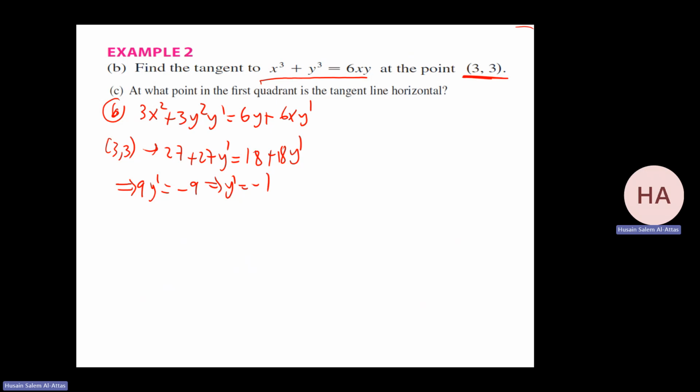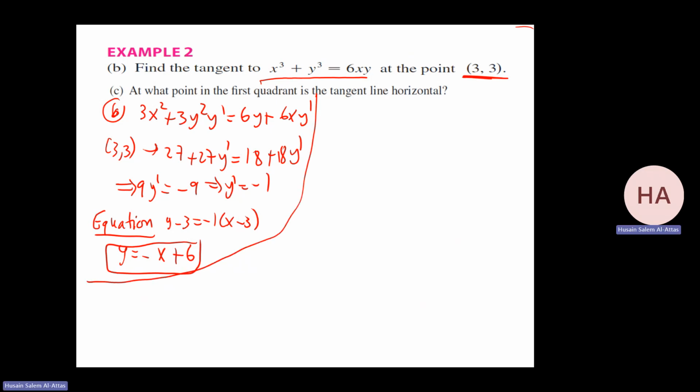Yes. So the equation will be what? Will be y minus 3 equals minus 1 times x minus 3. But I can make it y equals minus x plus 6. That will be the equation. Okay, let me do the second part. At what point? In the first quadrant, it means x positive, y positive. In the tangent line horizontal. So I need to find y prime. I can find it from here.